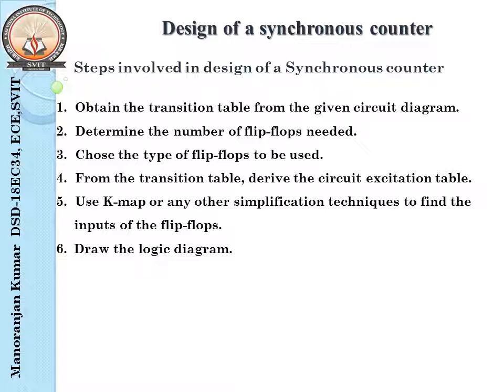After writing the transition table, we have to find how many flip-flops are required. We do this with the help of a formula: 2 power n should be greater than or equal to N, where small n stands for the number of flip-flops and capital N stands for the mod value, that means till where you want to count. We'll see that when we solve a particular problem.